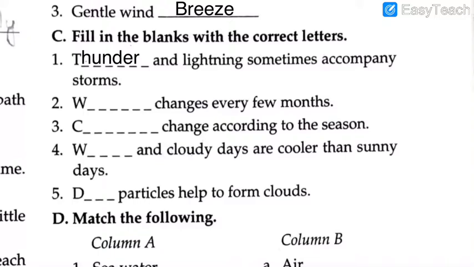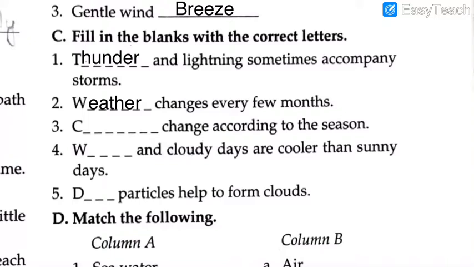1, 0. So what is the correct answer? Dash changes every few months. The correct answer is weather. So it is weather. Weather changes every few months, or I should say every 3 months, right?